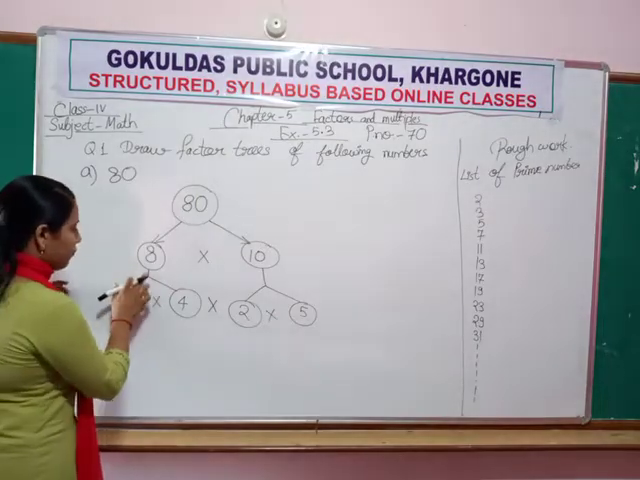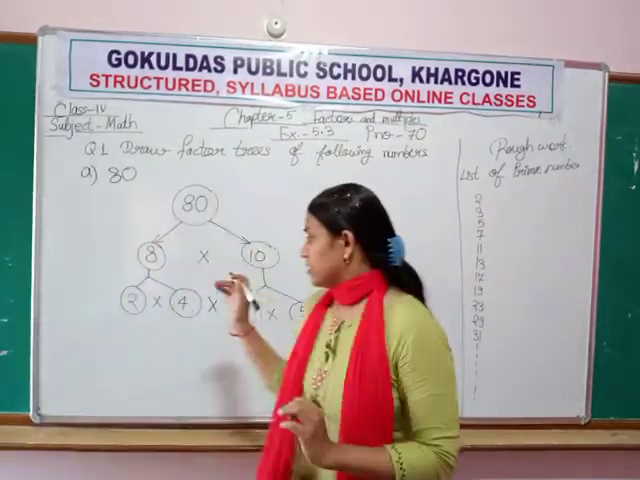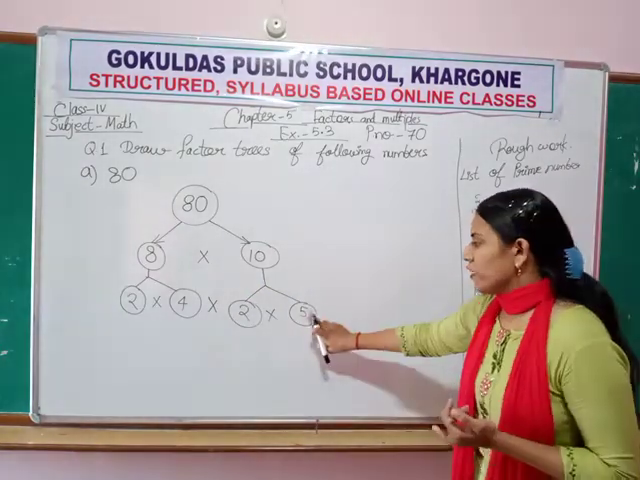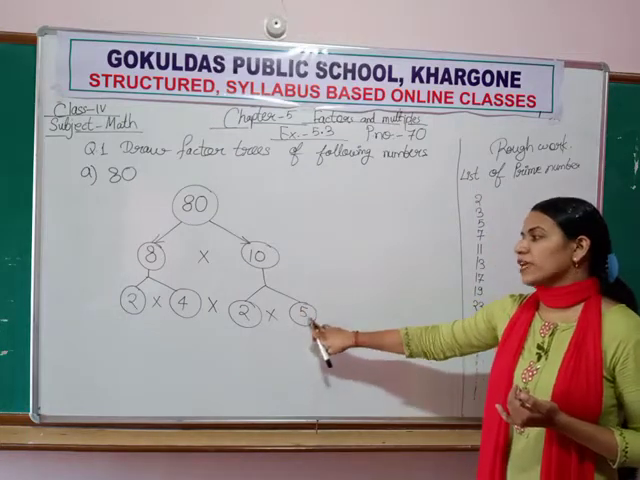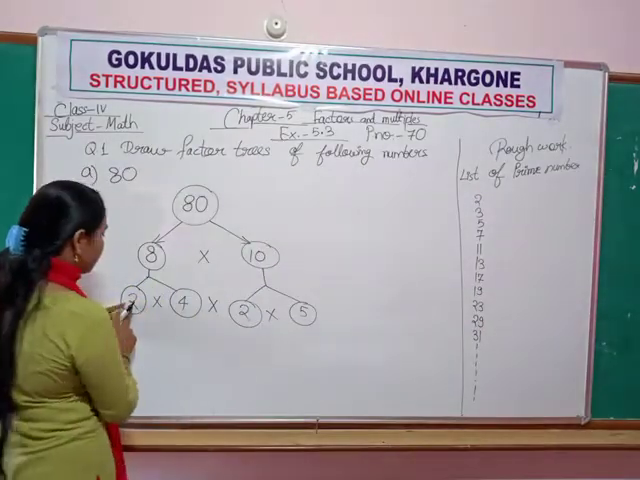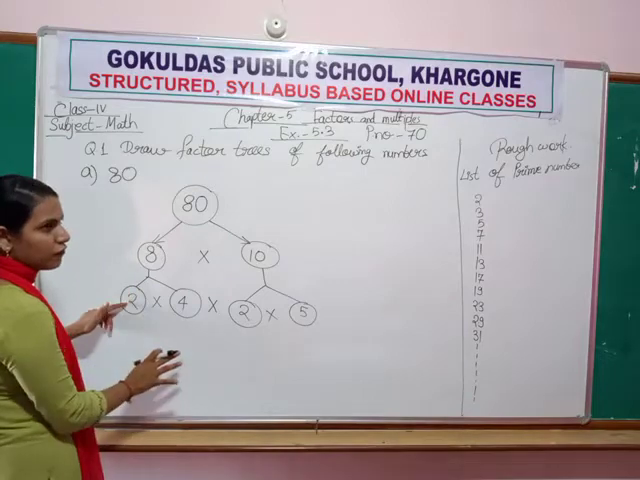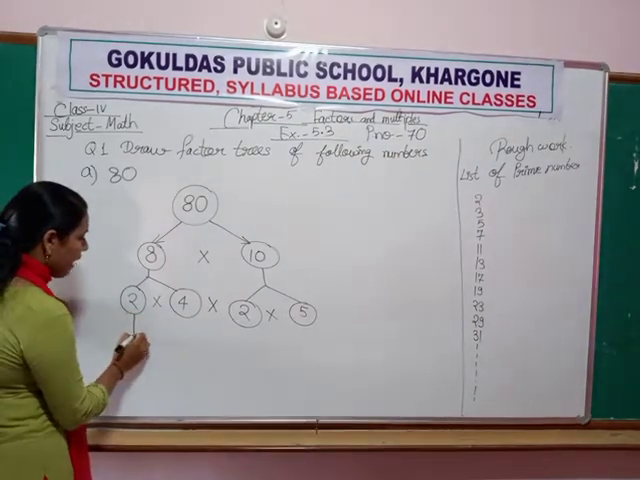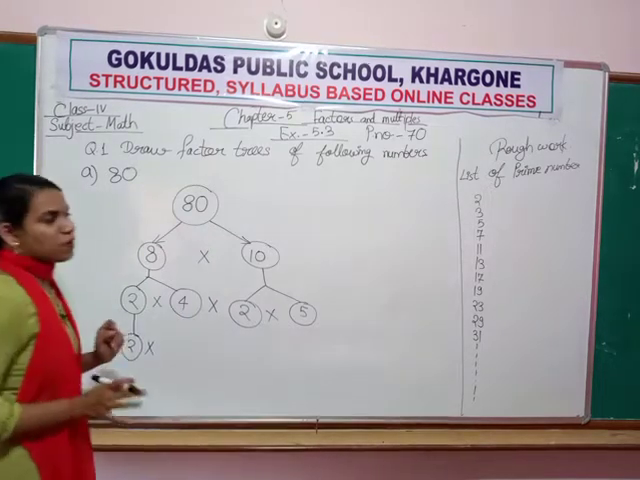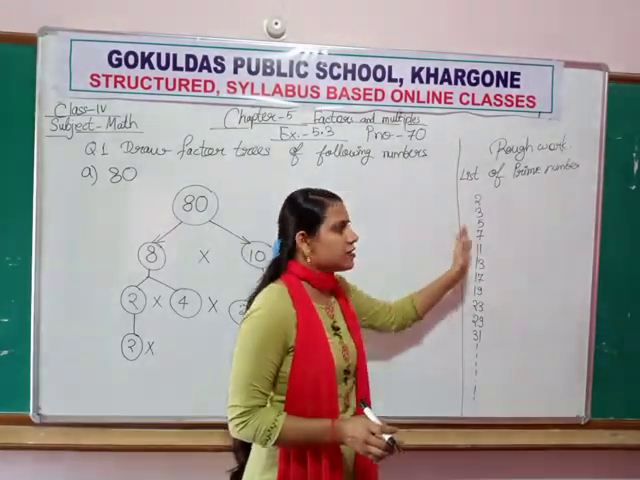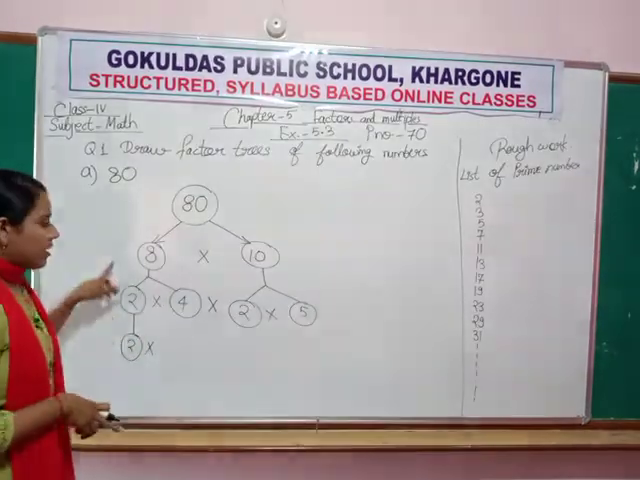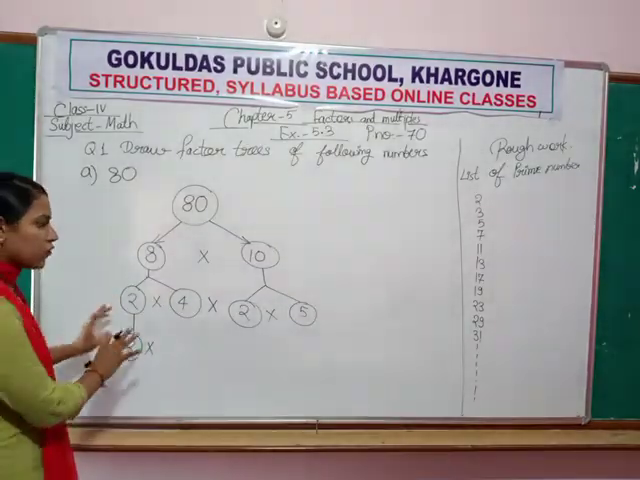Now remember one thing. Till when do you need to split these branches? You will split the branches till you get prime numbers, till you get all prime numbers at the last step. So here 2 is a prime number, so we will not split it further. We will write 2 as it is. 4 is not a prime number. We need to split this tree till we get prime numbers.